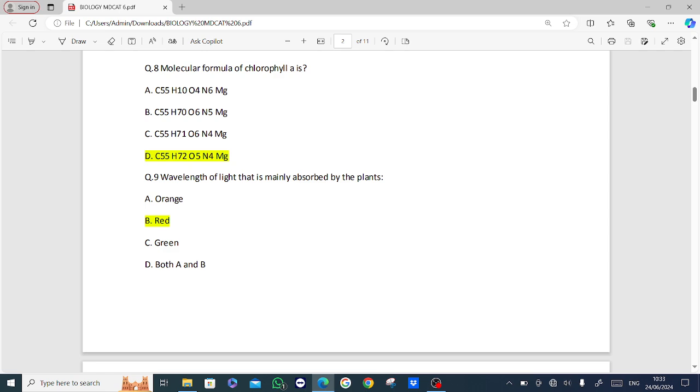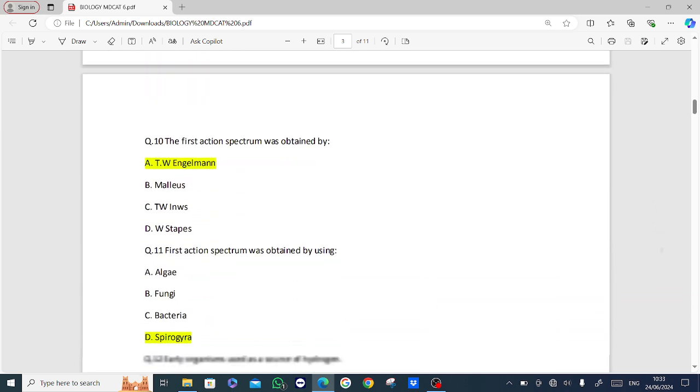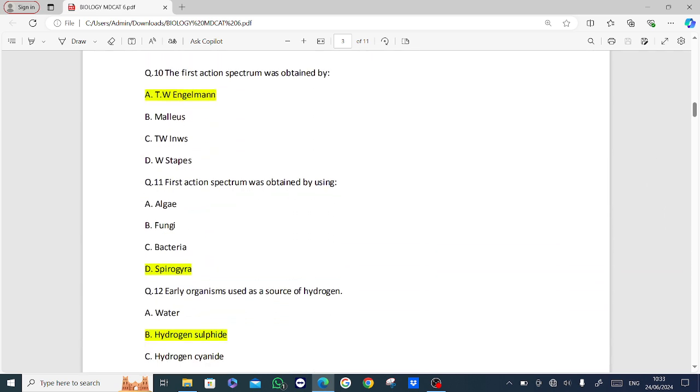Next MCQ is, the first action spectrum was obtained by. Options are T. W. Engelmann, Malleus, T. W. Innes, W. Stapes. Answer is option A, T. W. Engelmann.